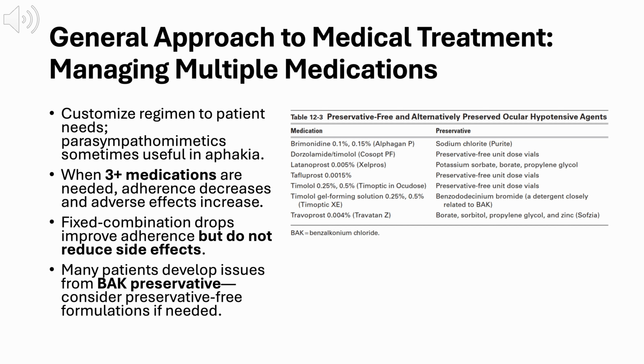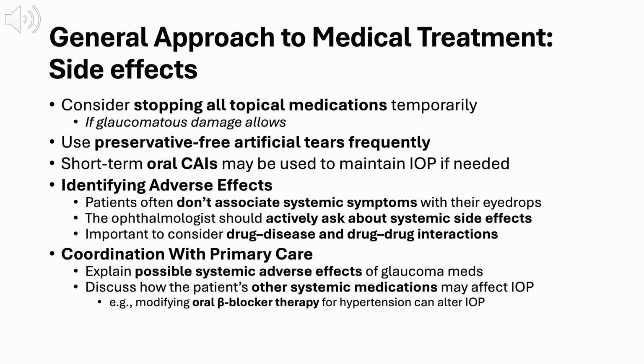When patients develop side effects from glaucoma medications, the first step is often temporarily stopping all topical agents, as long as their optic nerve damage allows for a short pause. This helps determine whether the symptoms truly stem from the drops or another cause.